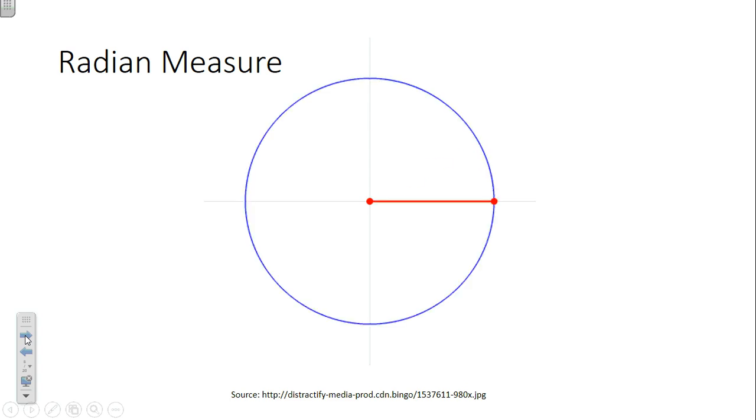If we start with a radius r for any circle, and we take that radius and mark it off around the outside of the circle, we get 1 radian, 2 radians, 3 radians, and just a touch more, 3.14 radians, pi radians. So how many radians in a whole circle? 2 pi.